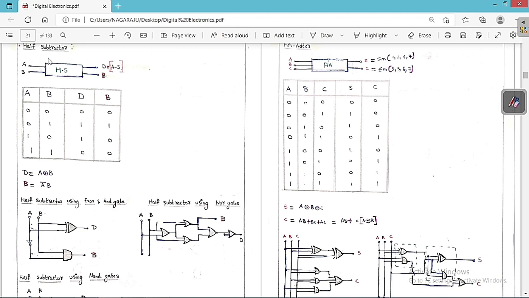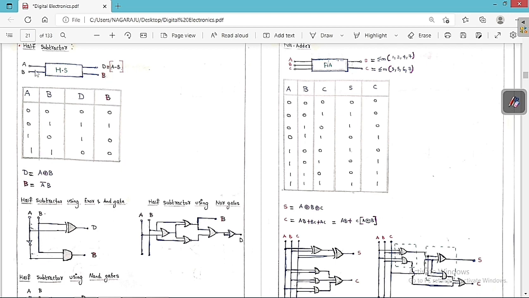So now we discuss the half subtractor. Half means the number of inputs is only 2 binary inputs. Now we are going to do the subtraction, so this is called a half subtractor. The outputs that we are going to get are the difference A minus B, and also the borrow.